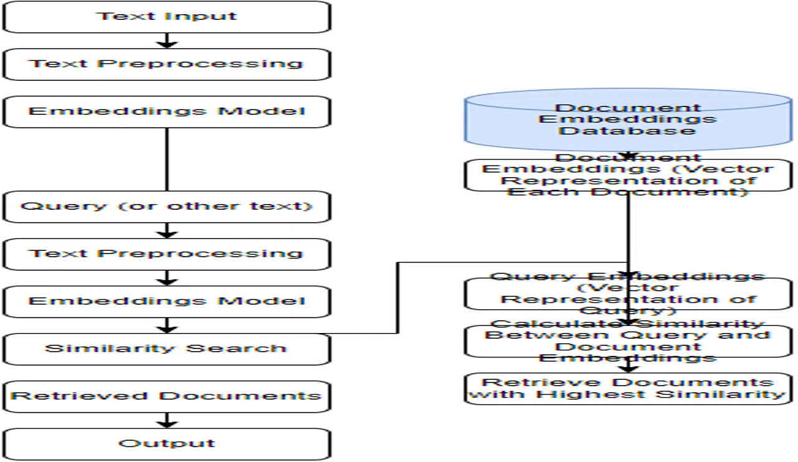Data flow. The query text from the user is passed to the text preprocessing component. Text preprocessing. Embeddings model. Data flow. The preprocessed query text is converted into query embeddings. Document embeddings database. Similarity search. Data flow. Document embeddings from the database are used for similarity calculation. Embeddings model. Similarity search. Data flow. Query embeddings are compared to document embeddings.